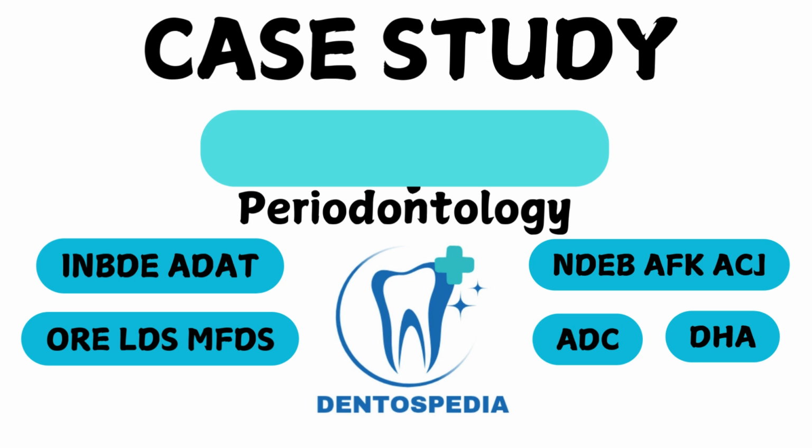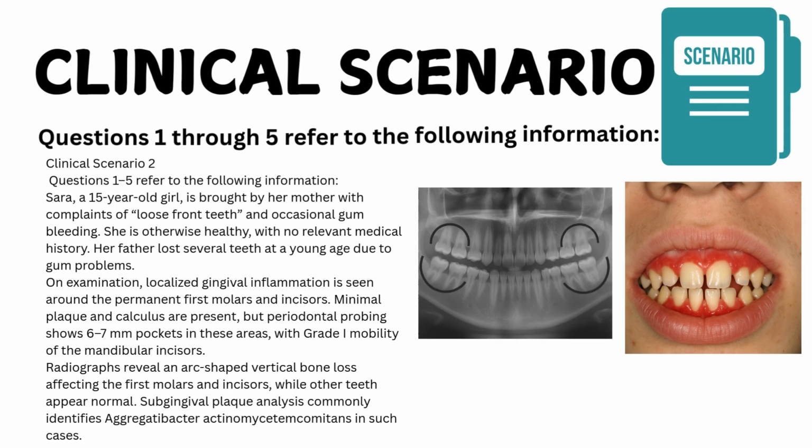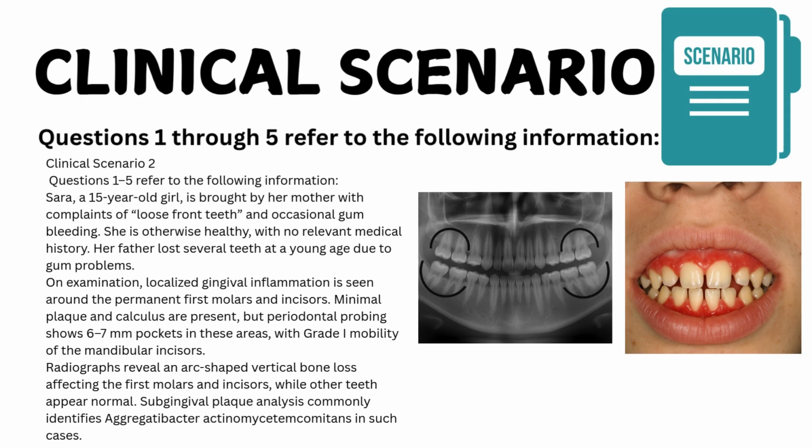We'll move step by step: history, findings, investigations, questions, and exam tips. Here is your clinical scenario for this case study. Refer to this information for questions 1 to 5. Sarah, a 15-year-old girl, is brought by her mother with complaints of loose front teeth and occasional gum bleeding. She is otherwise healthy, with no relevant medical history. Her father lost several teeth at a young age due to gum problems.